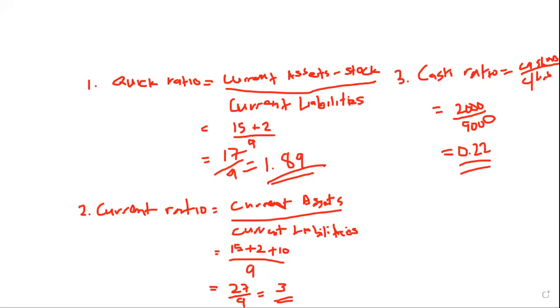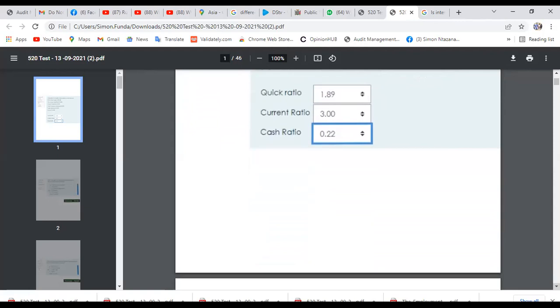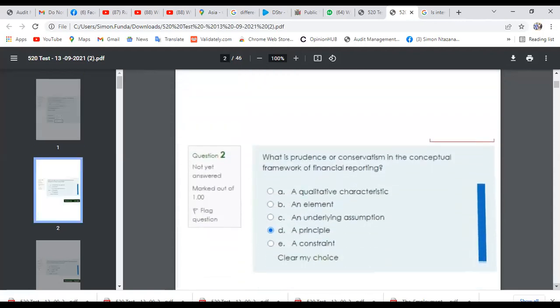When you go to the next question, okay, so the next question says, are you there? Yes, very much. Okay. The next question says, what is prudence or conservatism in the conceptual framework of financial reporting?